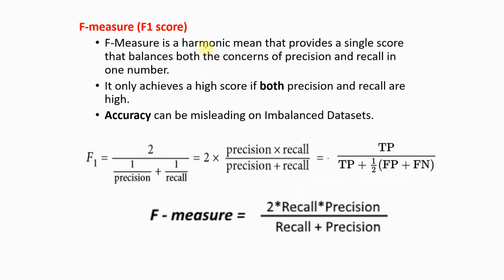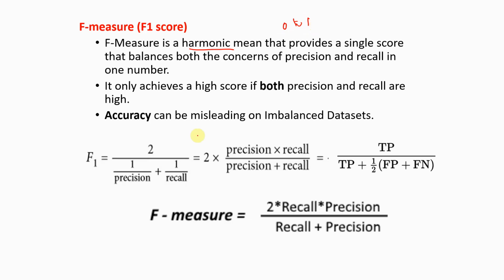your precision and the recall. The harmonic mean provides generally a single score that balances the precision and the recall together in a single value. This value will always be between 0 and 1. If you have an F1 score value near 1, your classification or your model's performance is good.